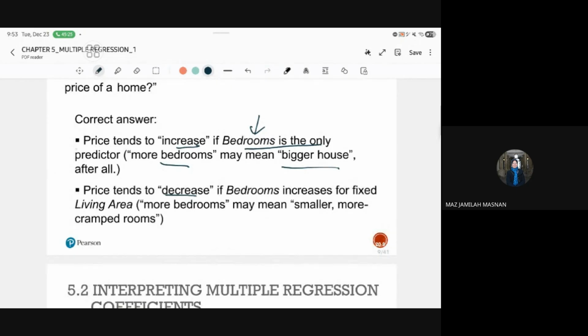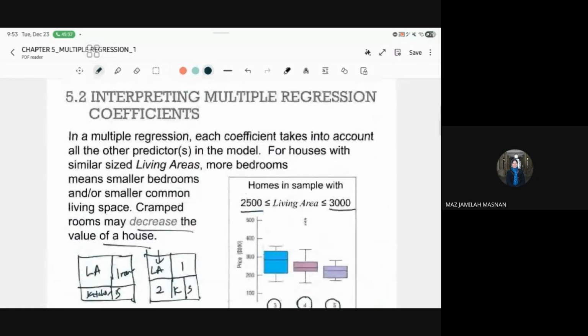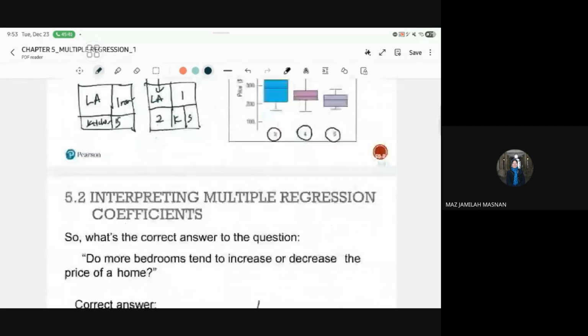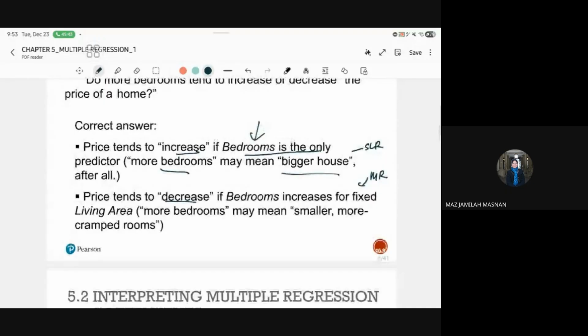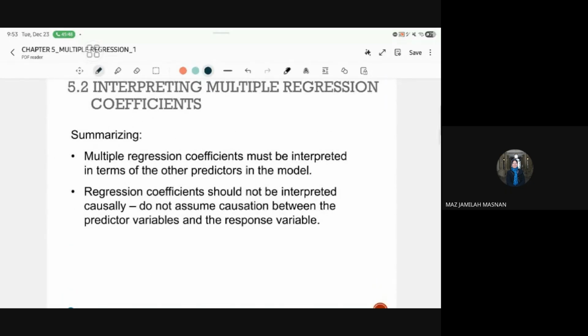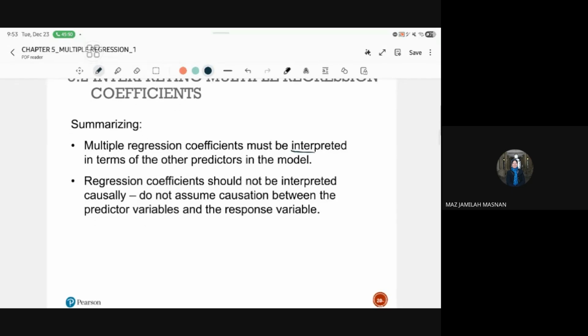So this is for single, and this is for multiple regression. So it means that price tends to decrease when you have this. Why decrease? Because of this, with regard to the bedrooms number. Okay, next. Summarizing, multiple regression coefficients must be interpreted in terms of the other predictors.